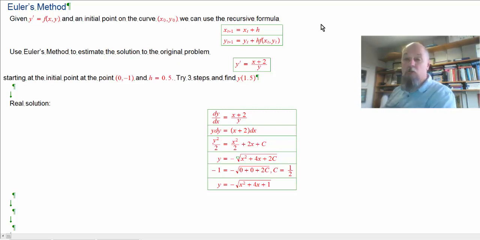So I use this recursive formula. The x's are all equally spaced. The new x is equal to the old x plus h each time. The new y is equal to the old y plus h times y prime. This is your slope, this is your y prime, your f of the x value that you're plugging in. Let's use this to find points that are close to the real solution of y prime is equal to x plus 2 over y.